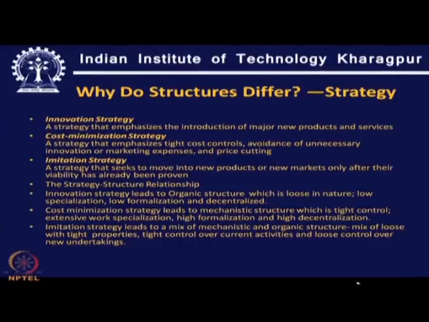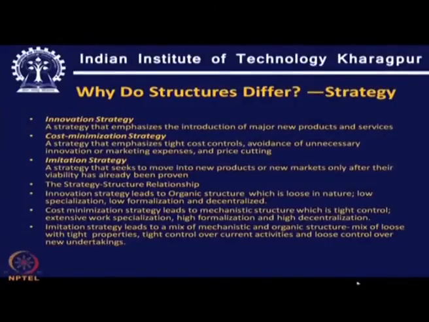Now, the relationship between strategy and structure is that innovation strategy is more of an organic nature. Why? Because an organic organization supports innovation and creativity. It gives space for people to interact and communicate with each other. So when you're talking of innovation strategy, organic structure is the answer. If it is a mechanistic organization, innovation is not possible, as it is not supported by that type of organizational structure.